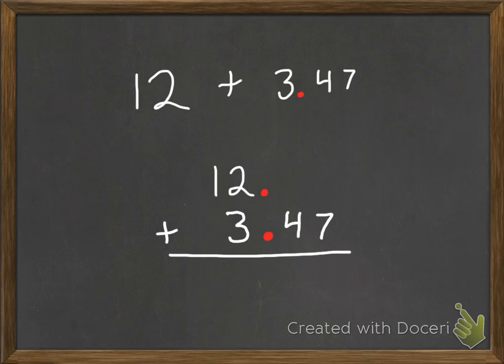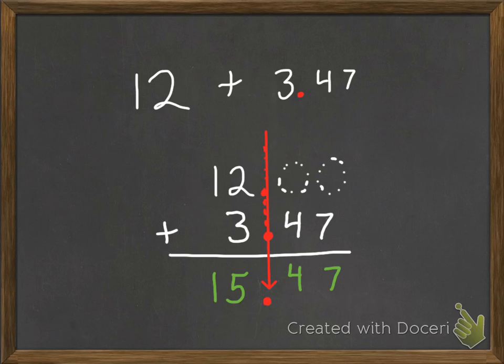And just like before, there's nothing after my 12, but because it's past the decimal, I can always add my ghost zeros. So my decimals are lined up, bring my decimal down, add my ghost zeros. 0 plus 7 is 7. 0 plus 4 is 4. I already have my decimal. 3 plus 2 is 5, and 1 plus nothing is 1. So my final answer is 15 and 47 hundredths.